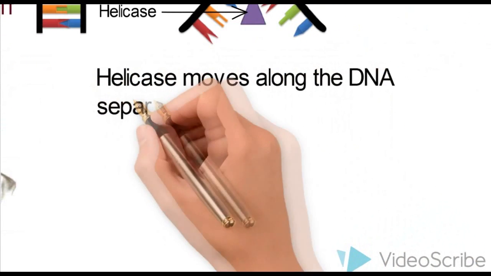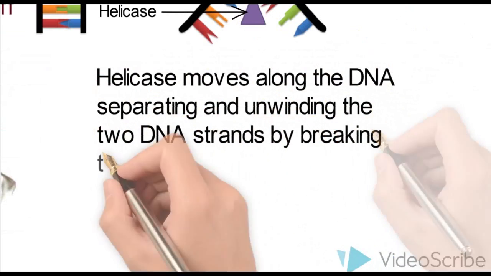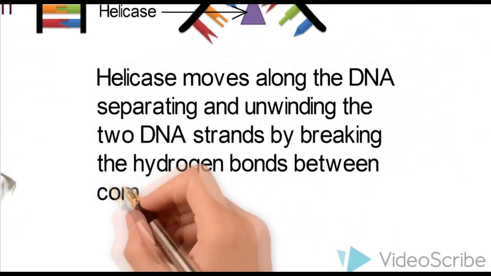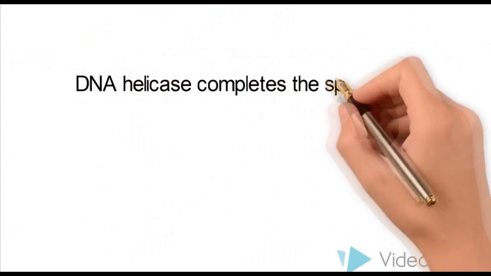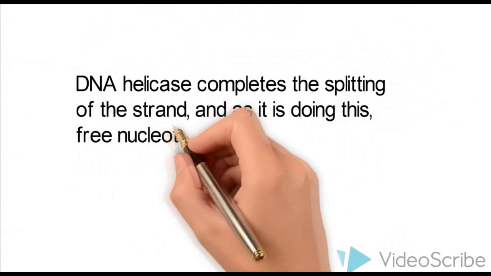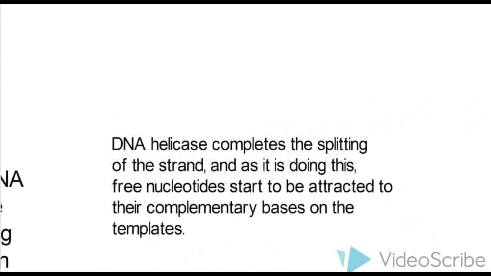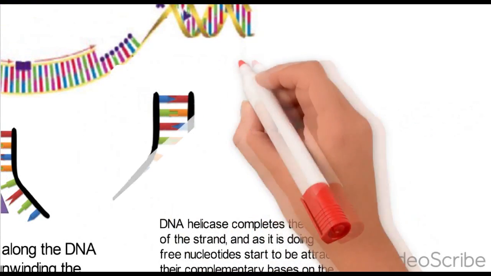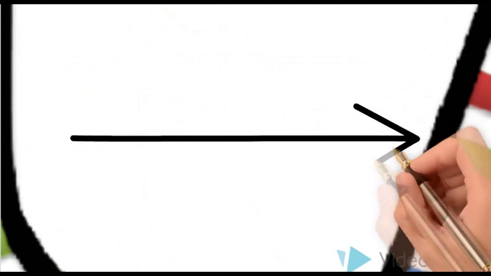Helicase moves along the DNA, separating and unwinding the 2 DNA strands by breaking the hydrogen bonds between complementary bases. DNA helicase completes the splitting of the strands, and as it is doing this, free nucleotides start to be attached to their complementary bases on the templates. So here you see a diagram of how DNA helicase starts to separate.